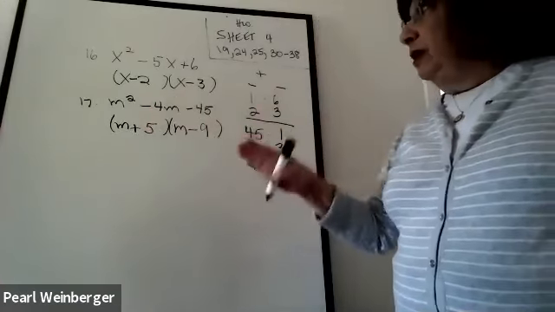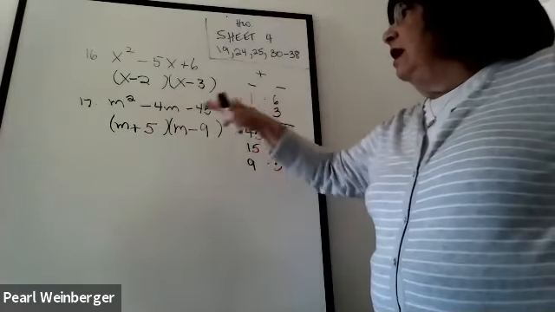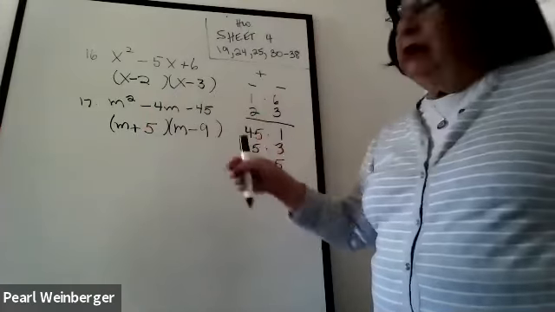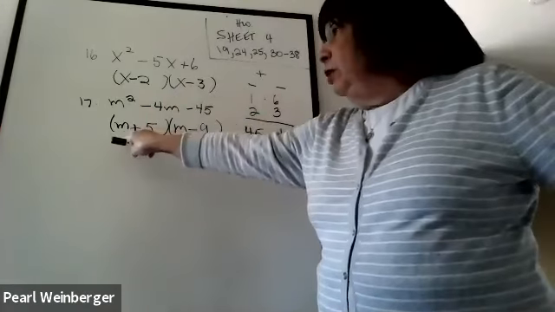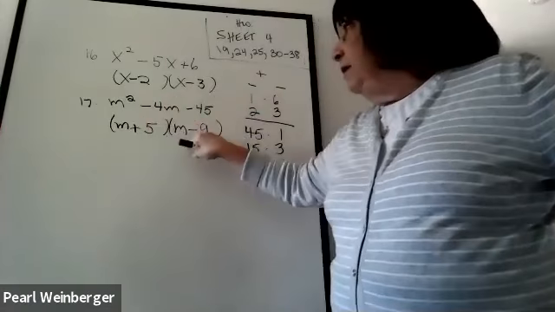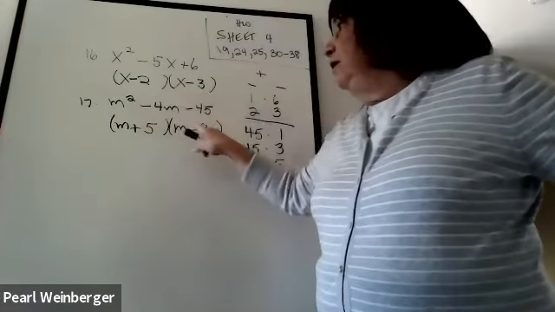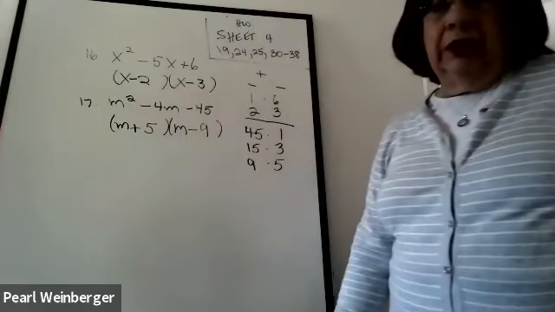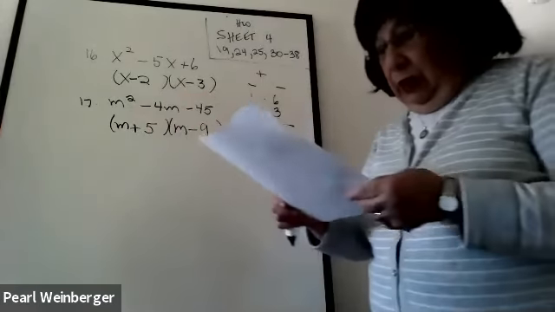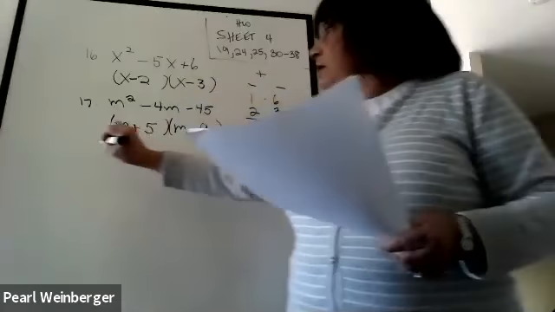Again, you could have written it m plus 5 first and m minus 9 second, but you do not mix it up. Don't say this is m minus 5 and m plus 9. Since the middle term was negative, the larger number has to go with a negative. Number 18 looks like this.